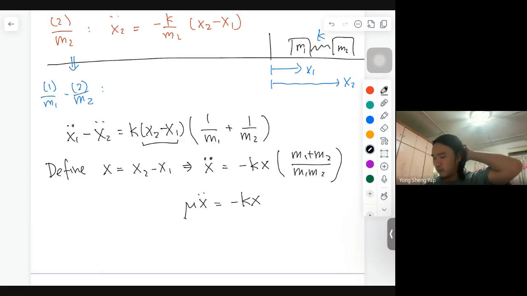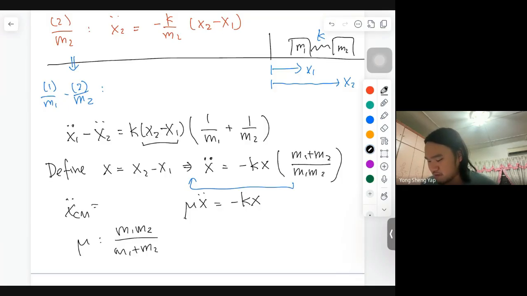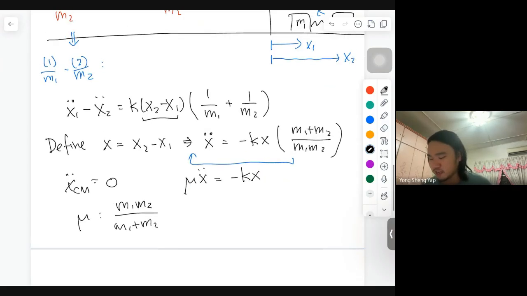which is something quite cool. It's mu x double dot equals negative kx, where mu is just this factor that I put to the left hand side. This is sort of interesting. What this tells us is that the dynamics of the system can be reduced into two things. One is that the center of mass does not accelerate, so it just moves on at constant velocity. And there's another degree of freedom, which is the relative position.